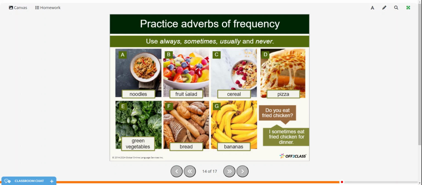All right, and then I'll give you some examples of how I would answer these questions. I never eat noodles. I sometimes eat fruit salad for breakfast. I sometimes eat cereal for breakfast. I sometimes eat pizza for dinner. I usually have green vegetables at dinner. I always have bread in the morning, and I never eat bananas.